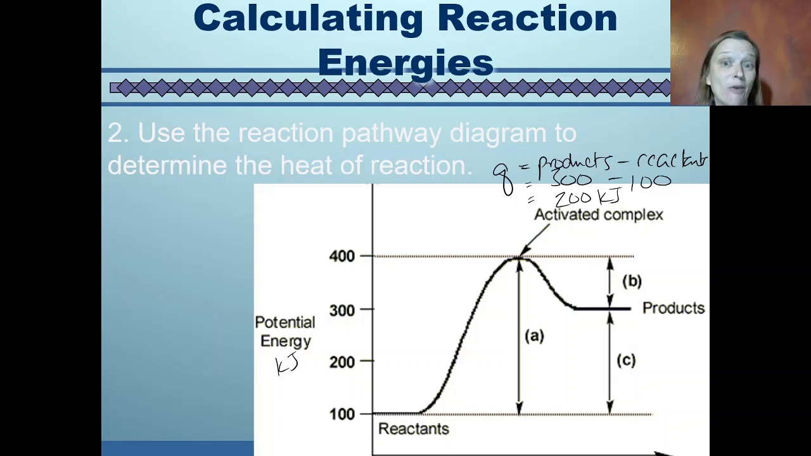Notice that the arrow that corresponds to the Q measurement on this reaction pathway diagram is arrow C here. It's the difference between the products and the reactants.